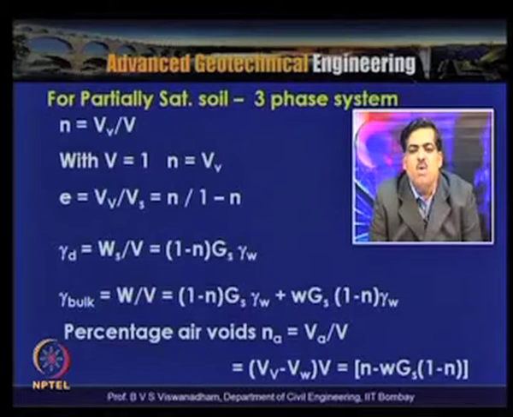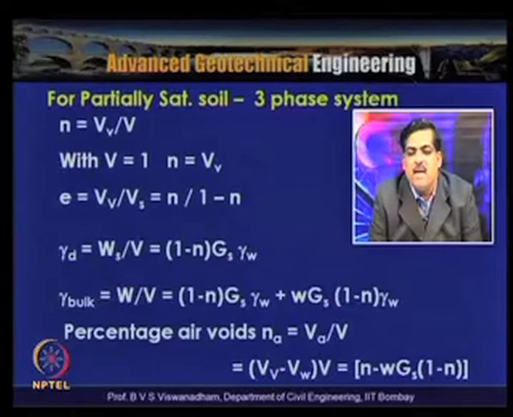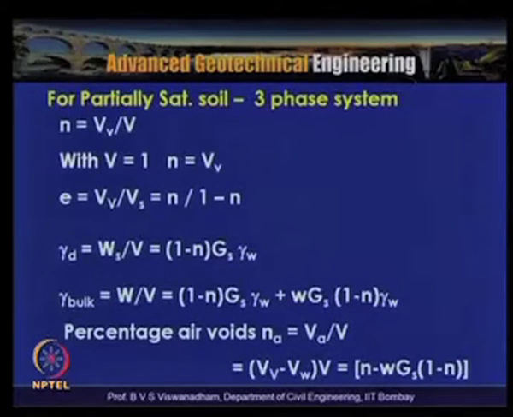Now, percentage air voids Na can be defined as Va by V, which is nothing but Vv minus Vw by V. This can be written very simply as n minus Wgs into 1 minus n, because total volume is equal to 1.